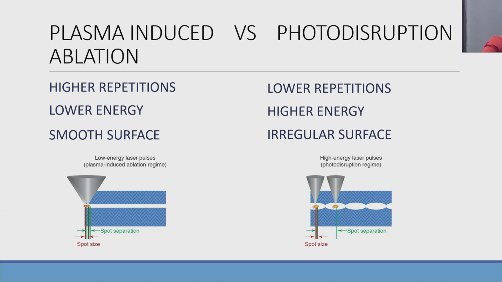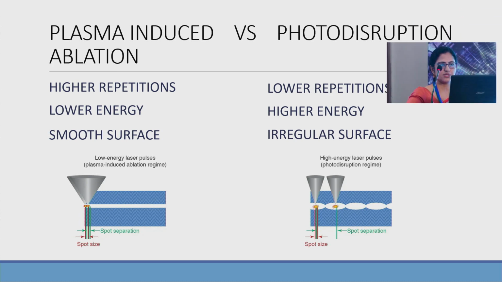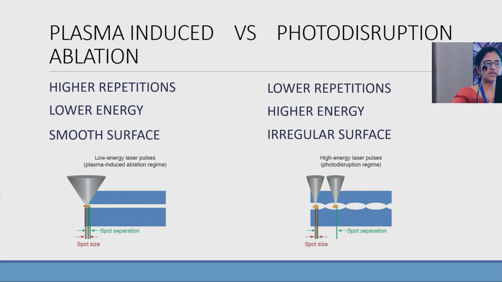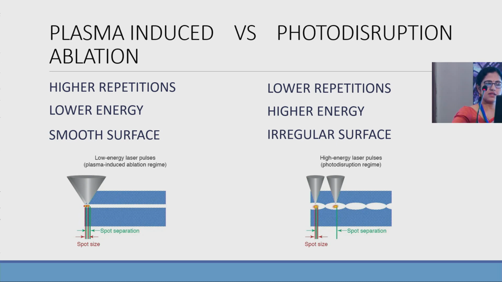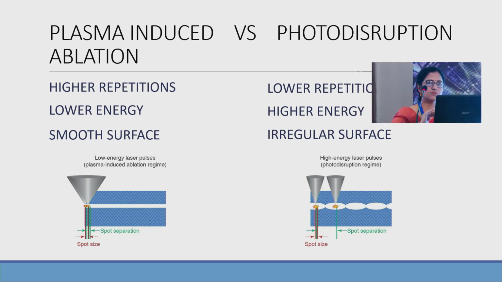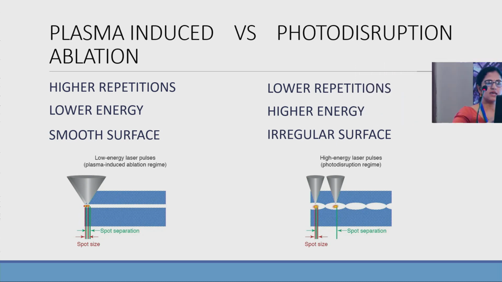The difference between plasma-induced ablation and photodisruption: in plasma-induced ablation we get higher repetition and lower energy is used. So we get a smooth surface. The interface will be smooth. Whereas in photodisruption, we have lower repetition with a higher energy. So the interface will not be as smooth as in plasma-induced ablation.